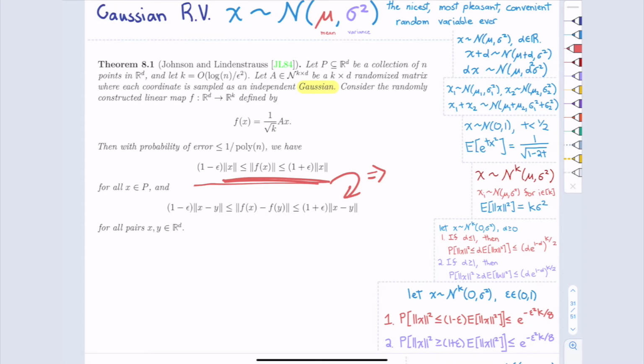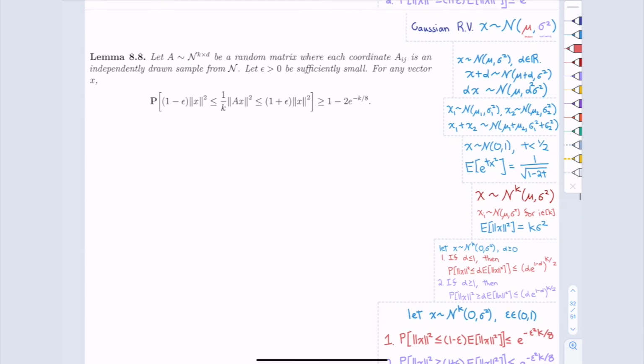So that brings us to a slightly more focused lemma. This one is really just focusing on one vector. Again, A is our matrix where everything's a Gaussian. You have k rows, and each of these rows is a Gaussian vector. We're saying that if I plug in an x, then this is going to be very well concentrated.